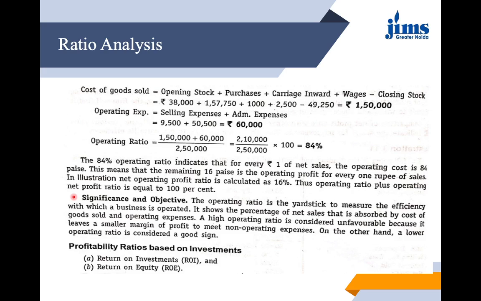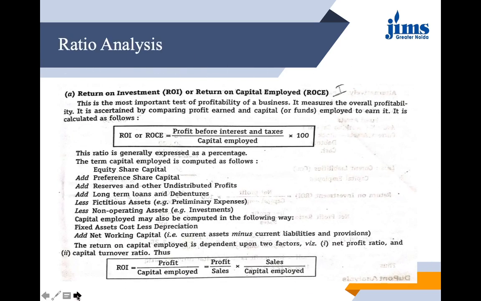Now let us move towards the next category, that is the profitability ratios, which are based on investments. There you have the two most important ratios, that is ROI and ROE. ROI is the most important of them. You will definitely have it in the exam if you are having a numerical. But it is very easy, no need to worry. Just remember the alternative names, that is ROI or return on investment. The other is return on capital employed. Both mean the same. So it is the most important test of profitability.